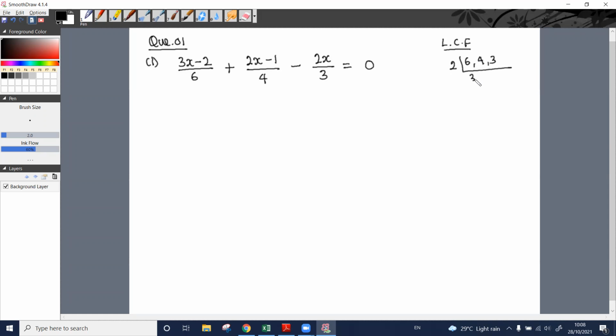Divided by 2, here it will become 3, 2 and 3. Again can be divided by 2, 3, 1, 3. Then by 3 we will get 1, 1 and 1. So what should be the least common factor? That is 2 into 2 into 3. 2 into 2, 4, 4 into 3, 12.